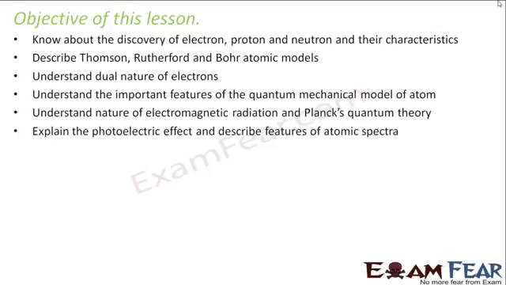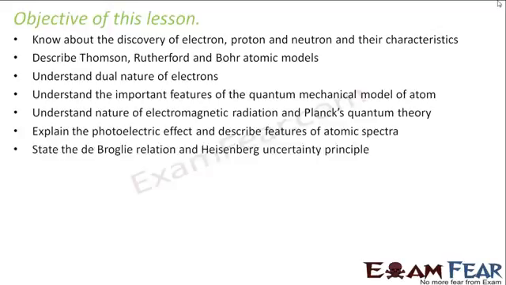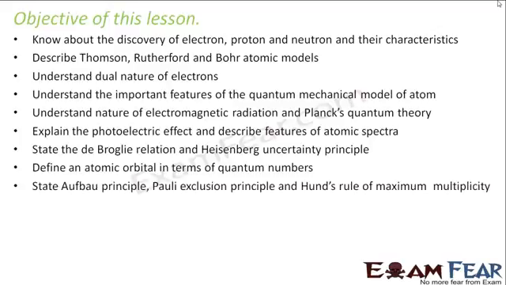We'll explain the photoelectric effect. We'll also describe atomic spectra. We'll state the de Broglie relation and Heisenberg uncertainty principle. We'll define atomic orbitals in terms of quantum numbers. We'll state the Aufbau principle, Pauli's exclusion principle and Hund's rule of maximum multiplicity. We'll also learn how to write the electronic configuration of atoms.